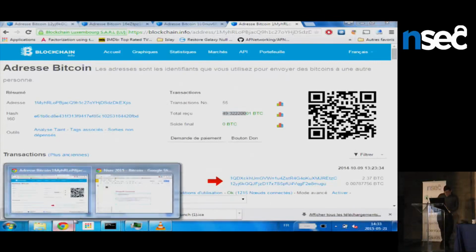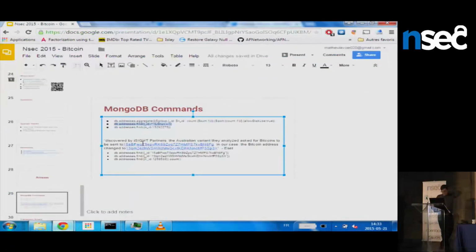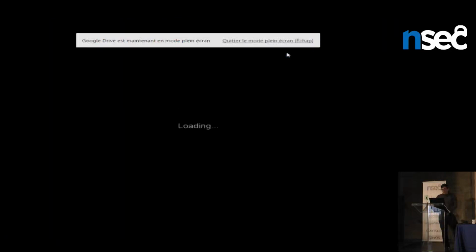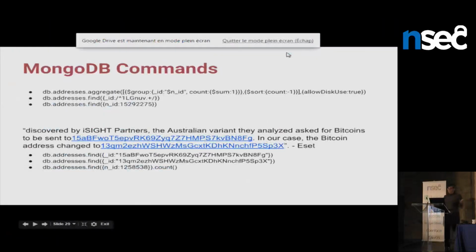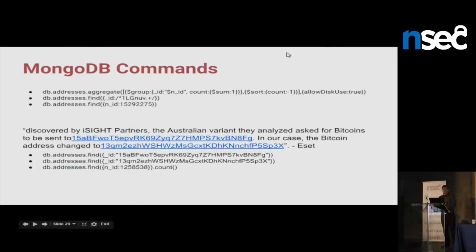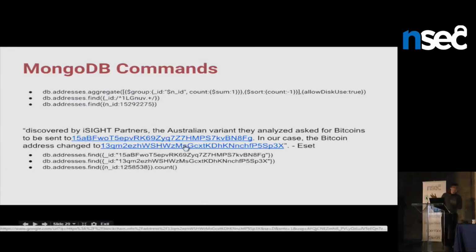So what we can do next is, for example, I have a real use case from ESET. They told me, okay, we found those addresses, and in the blog post they said, okay, we discovered crypto malware. The one they found had these addresses, and the version that we got has these addresses. We think it's pretty sure that they are linked together. Well, we can confirm for real.